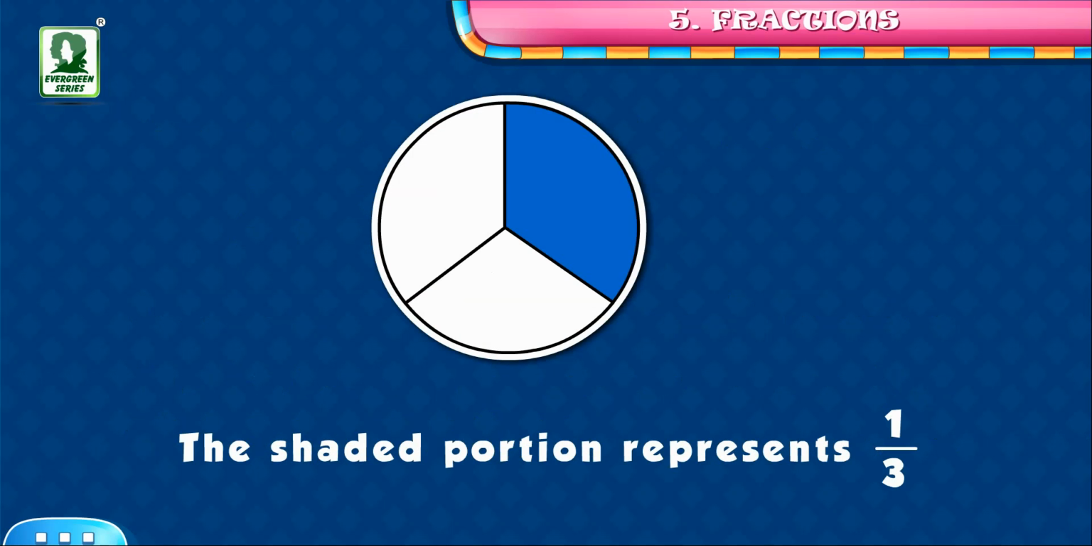Circle. It is divided into 3 equal parts. One part of the circle is colored. The shaded portion represents 1 by 3.